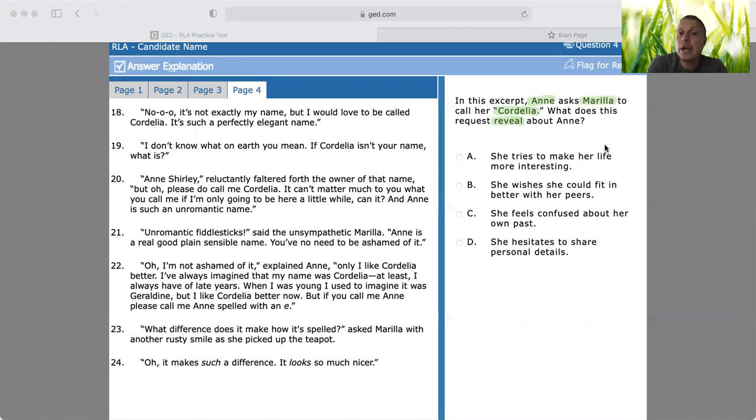A says she tries to make her life more interesting, possibly. She wishes she could fit in better with her peers. That's a good answer as well. She feels confused about her own past.